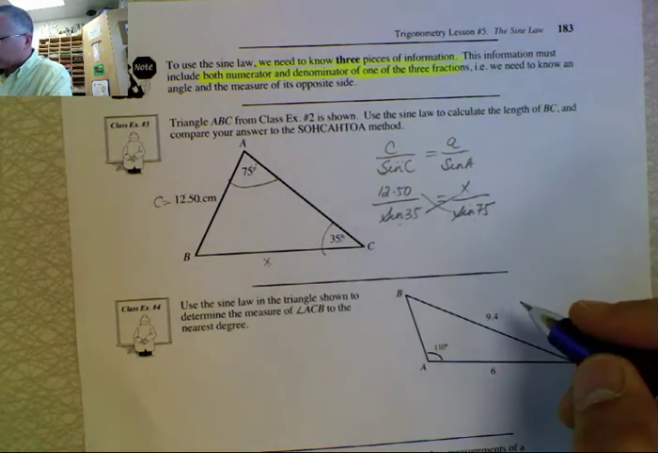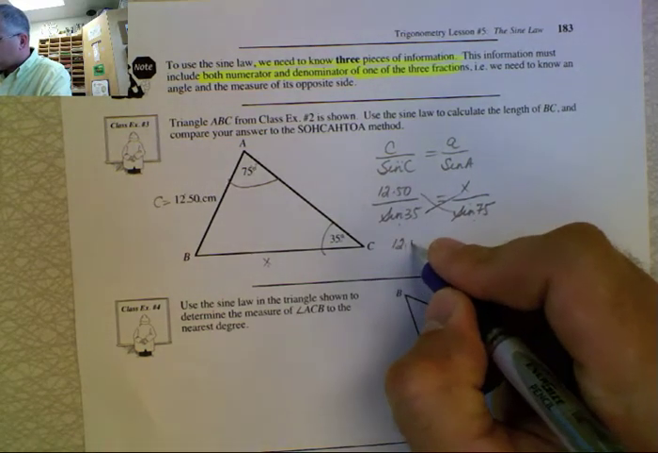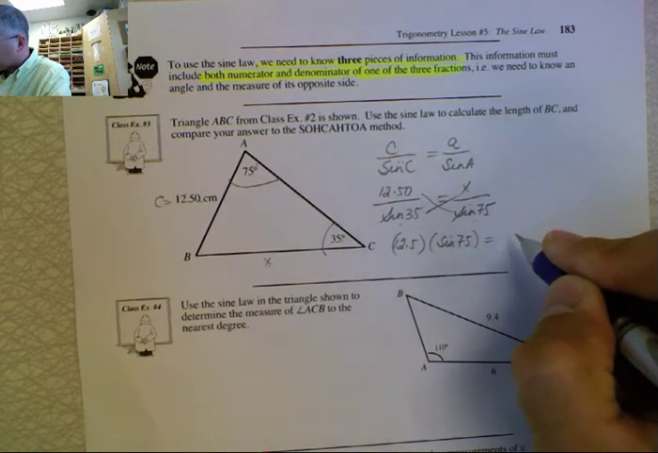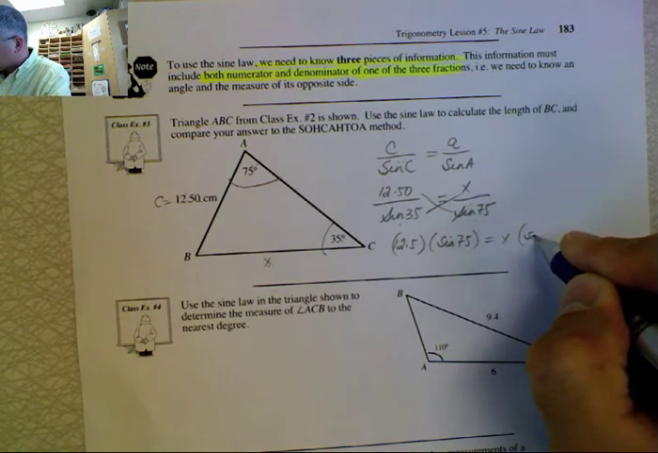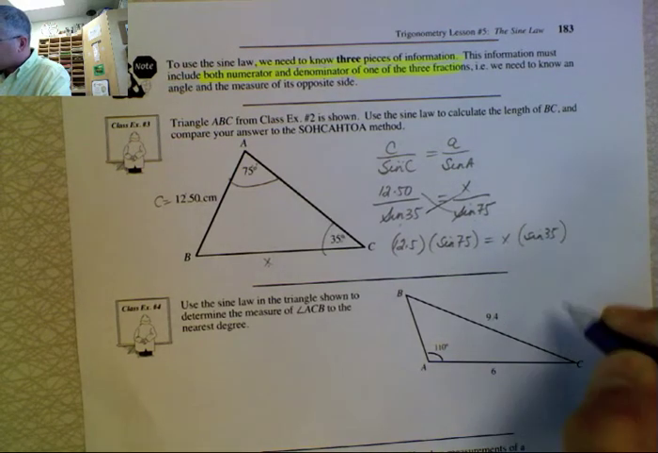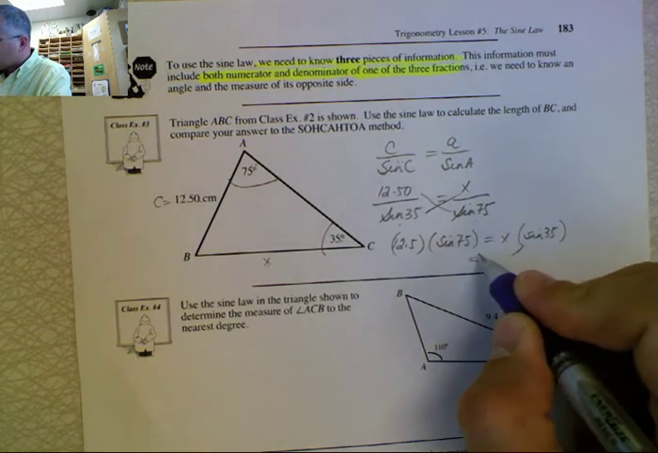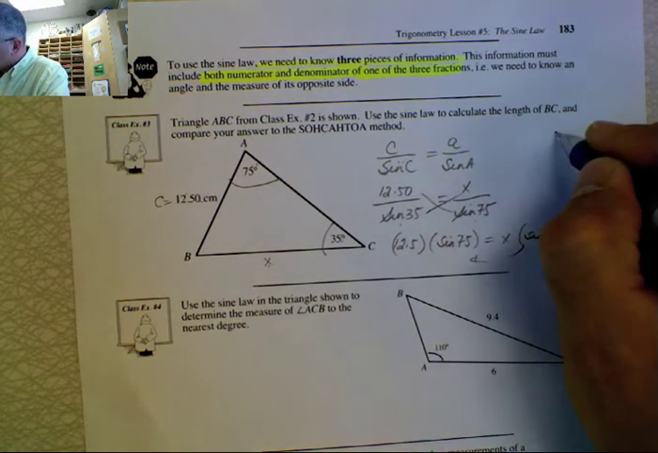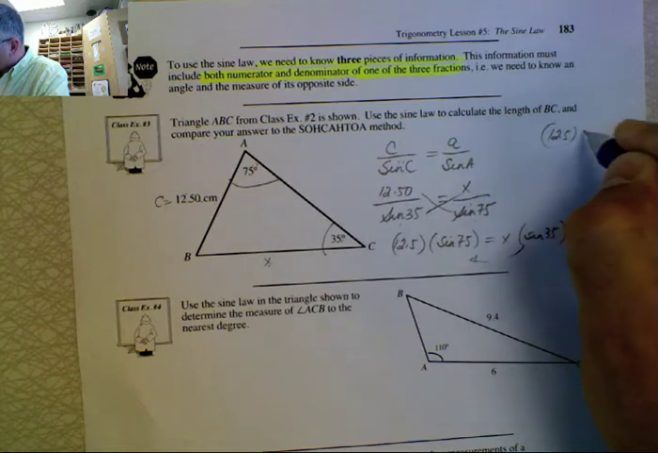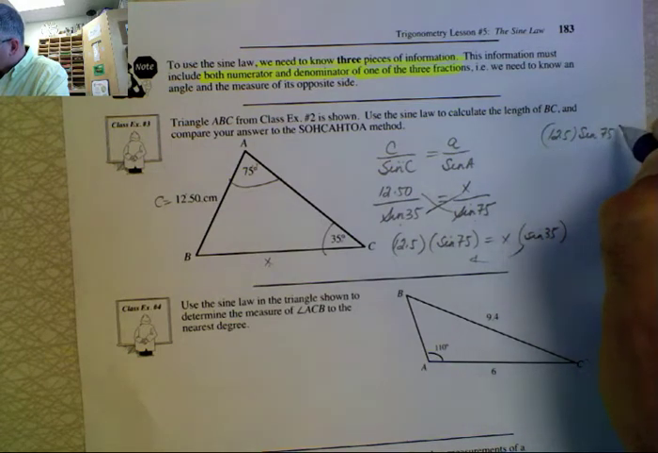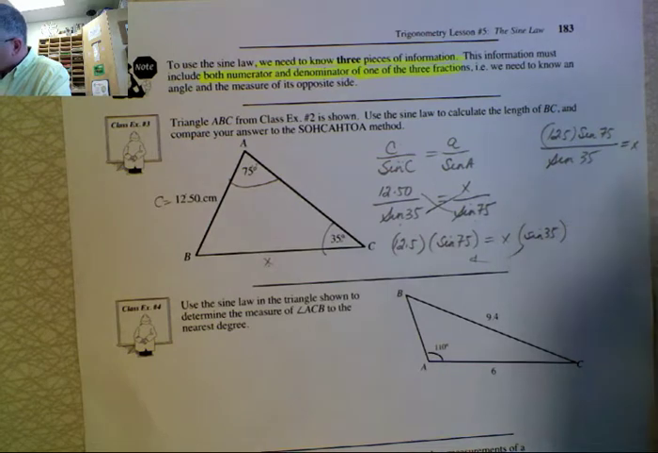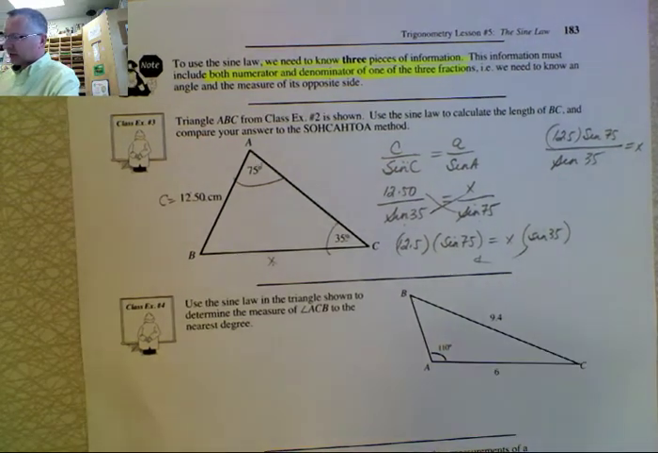So what do we do? We cross multiply. We get 12.5 times the sine of 75 equals x times the sine of 35. So to solve for x, we have to move sine 35 to the other side. We have to divide it. So 12.5 times the sine of 75 divided by the sine of 35 is going to give us the value of our side.